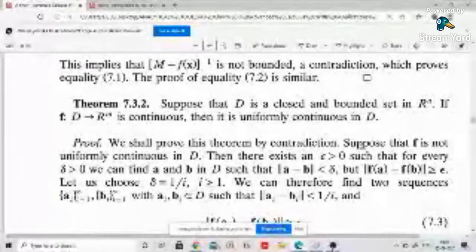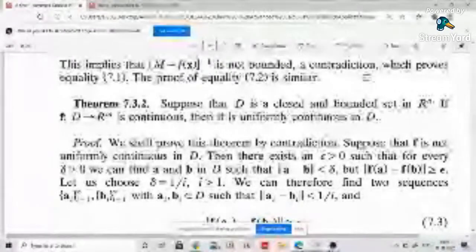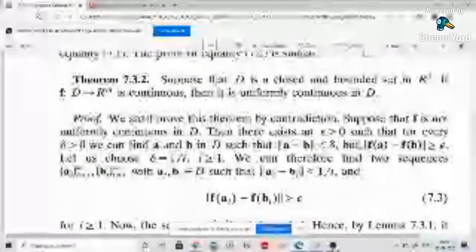We have one more theorem that we will discuss today itself. Second theorem. Suppose that D is closed and bounded. The context is the same. Suppose that D is a closed and bounded set in Rn.